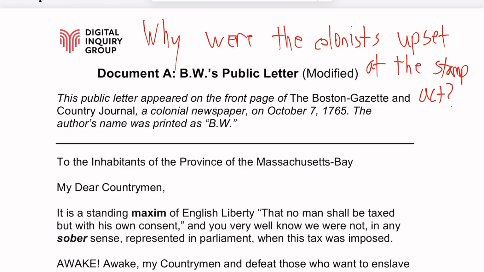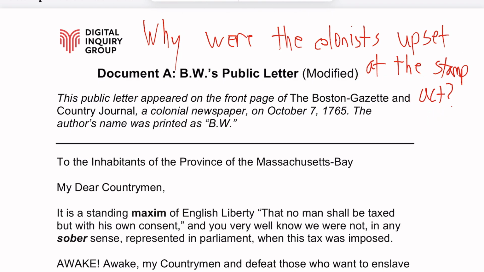Today's video is going to be talking about the Stamp Act. Previously in class, we have talked about the Stamp Act, that act by the British government against American colonists, where documents are going to be taxed. We are going to be unpacking some primary sources from the time period. We're going to look at 3 different sources. We are going to answer this question together: Why were the colonists upset at the Stamp Act?